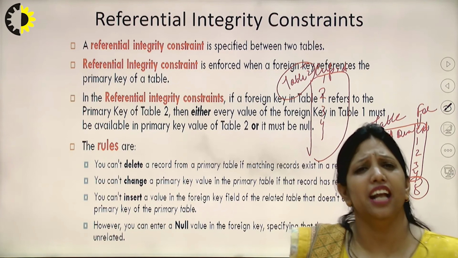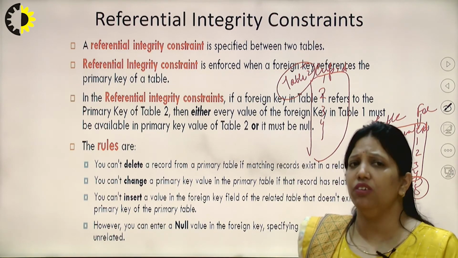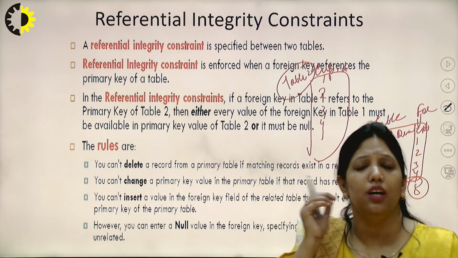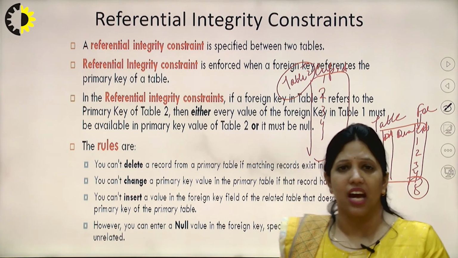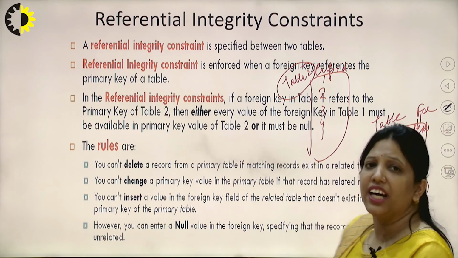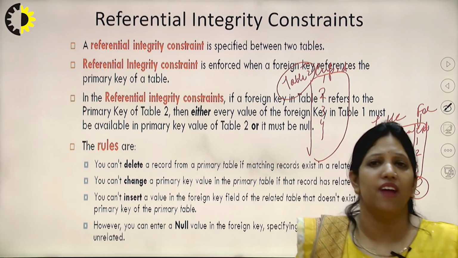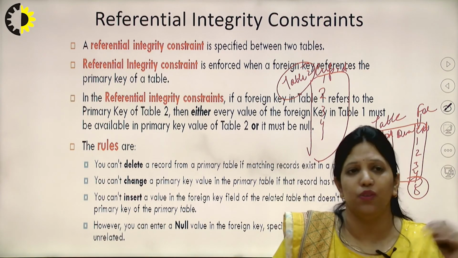Maybe it will contain a null value, but it will not contain a value that is not contained in the primary key of the base table. So when we apply any foreign key, we follow this rule: a foreign key cannot contain a value that is not contained in the primary key of the base table.